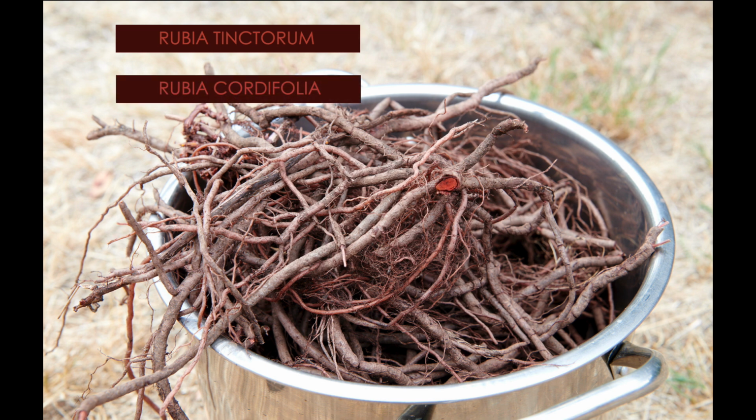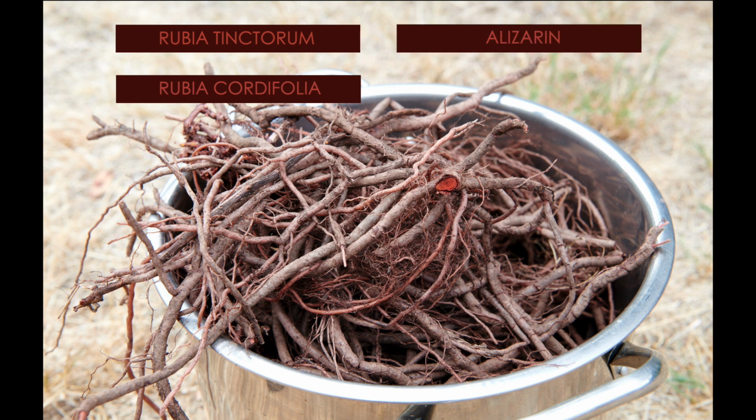Each contains a wealth of colorants, including a dominant dye molecule, which is red. The dominant colorant is different for each plant. Rubia tinctorum, shown here, contains alizarin, and Rubia cordifolia contains mangustan. Rubia cordifolia is the species most commonly used in India, so much so that it's also known as Indian madder.